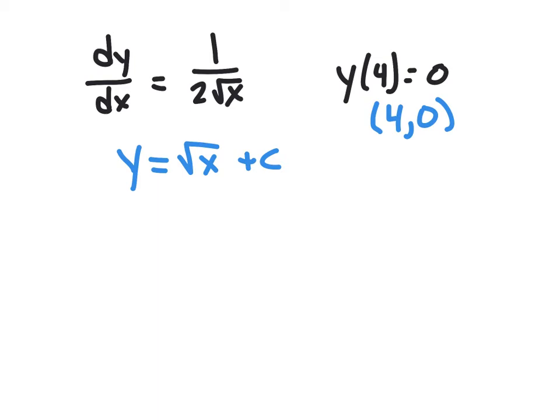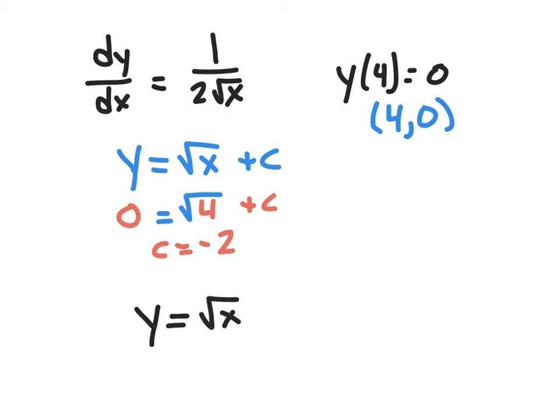So when x is 4, y is 0, so 0 equals the square root of 4 plus c. And when you solve that, I think you'll agree that c equals negative 2. And then we're going to write our solution with the entire curve. So we're going to write y equals the square root of x minus 2. That's our solution curve for this initial value problem.